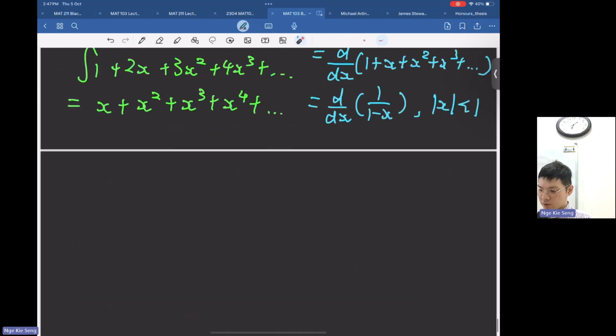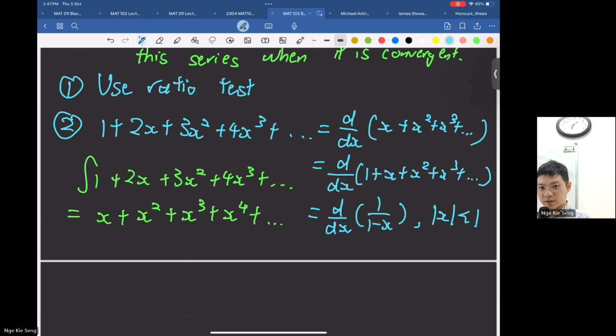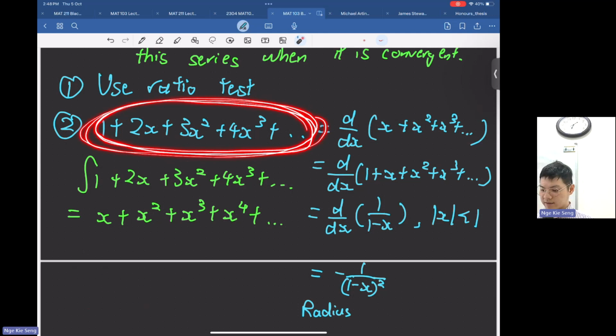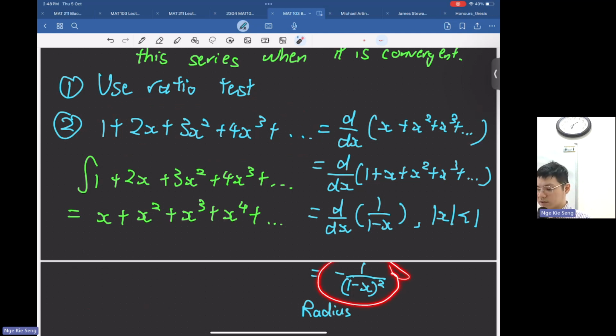So we can differentiate 1 over 1 minus x around 0, not away from the vertical asymptote. In this case, we'll get minus 1 over (1 minus x) squared. So what's the radius of convergence? What do we get here? We get that 1 plus 2x plus 3x squared plus 4x cubed is actually equal to some closed form, which is 1 over (1 minus x) squared. So you see here is an infinite thing, here is a closed form.